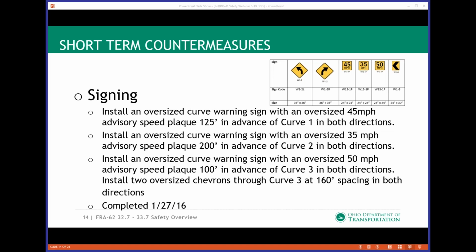So again, with the signing, curve 1 was originally signed 35 miles an hour. We went to 45, so we actually raised the advisory speed to match it to the ball bank. Curve 2 was 35 miles an hour, and we retained 35, but we went with oversized signs. Curve 3 was signed for 45, and we raised the advisory speed to 50 miles an hour. And we also placed some oversized chevrons on curve 3, which are optional per the OMUTCD. And that work was completed in January 2016.